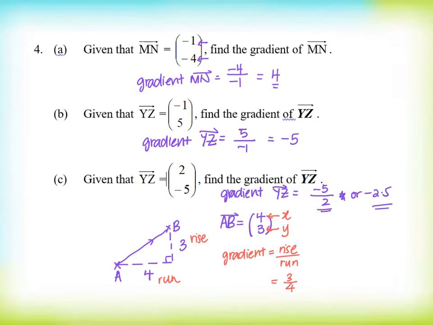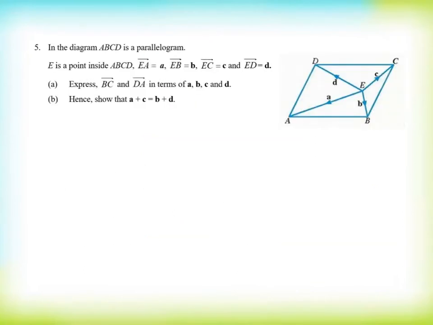Have you gotten the answer? Question number 5. In this diagram, ABCD is a parallelogram. What's so special about a parallelogram? We have opposite sides that are equal vectors. Okay, so there's quite a couple of equal vectors over here. But now they come up with a point E that's inside the parallelogram.